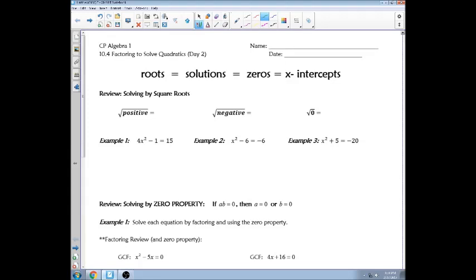This lesson is for my Algebra 1 class. It is 10.4, Factoring to Solve Quadratics Day 2. Remember that roots is the same thing as solutions, the same as zeros, and the same thing as x-intercepts.